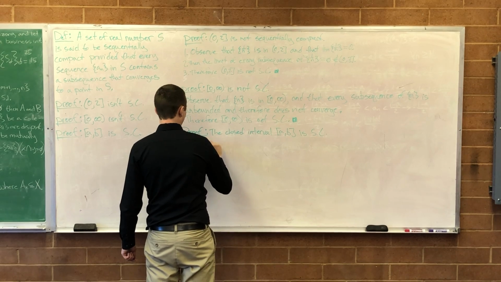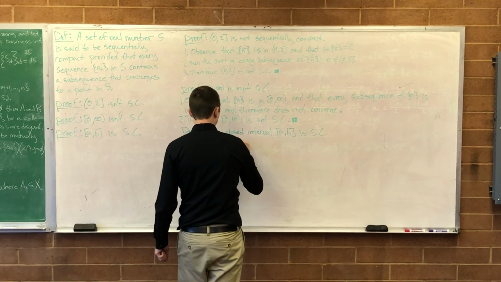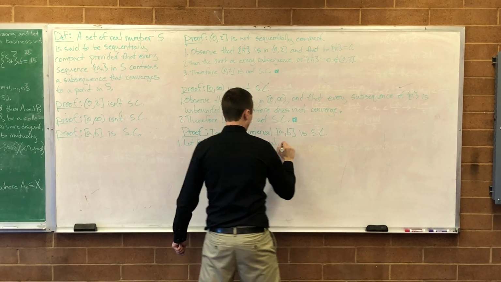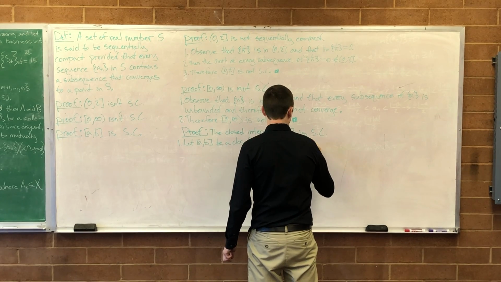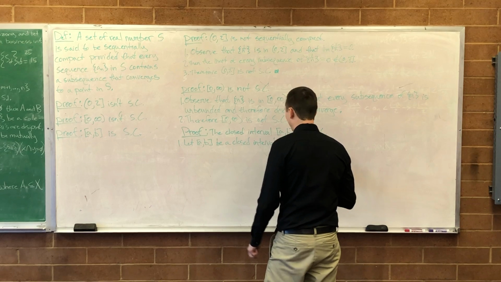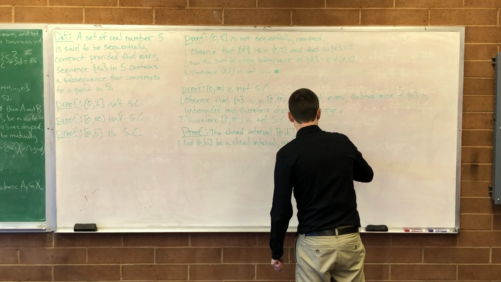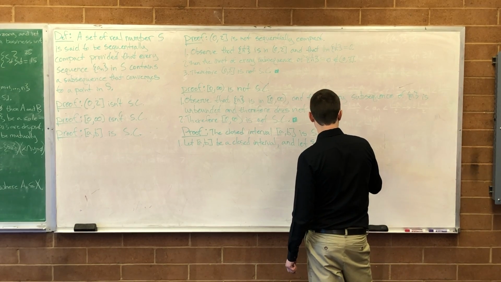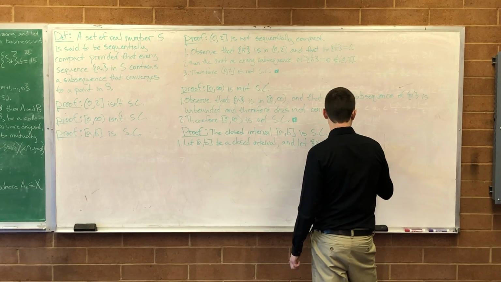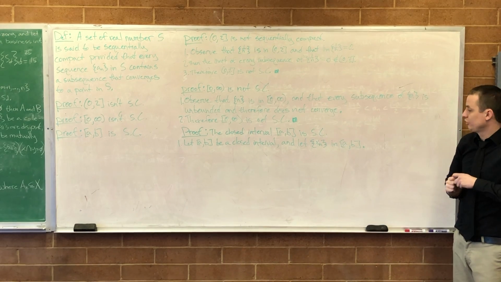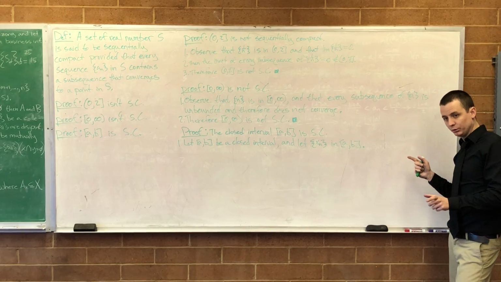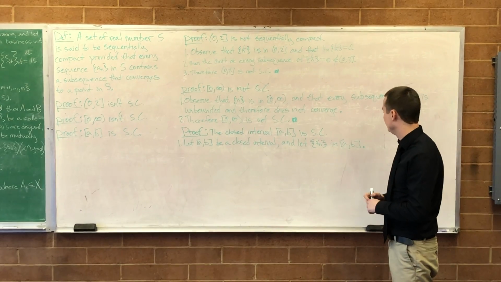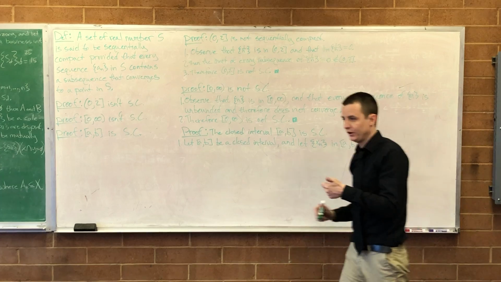1. Let AB be a closed interval and let, let's not use A since we have an A there, let x sub n be some sequence in AB. What am I trying to show? I'm trying to show that x sub n has a subsequence that converges to a point in AB. If I can show that x sub n has a subsequence that converges to a point in AB, then I'm done. It's sequentially compact, right?